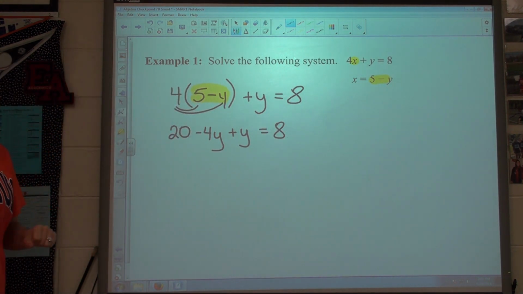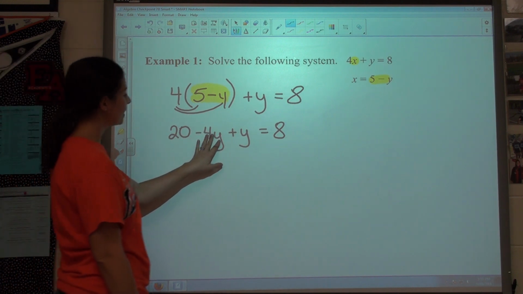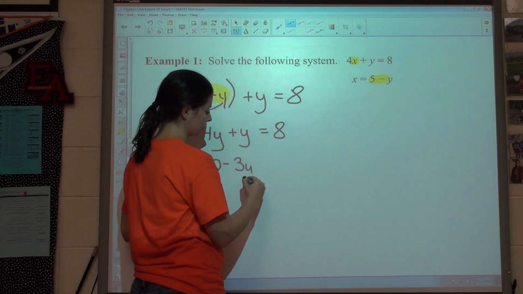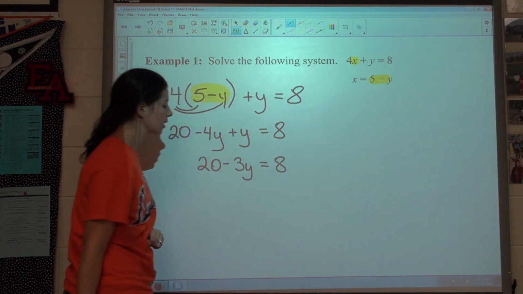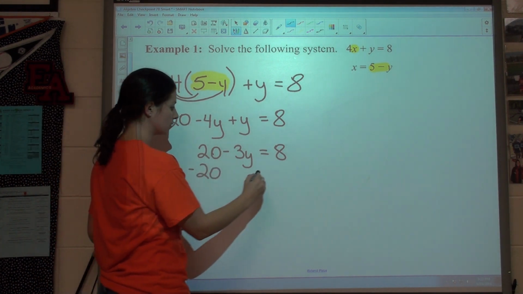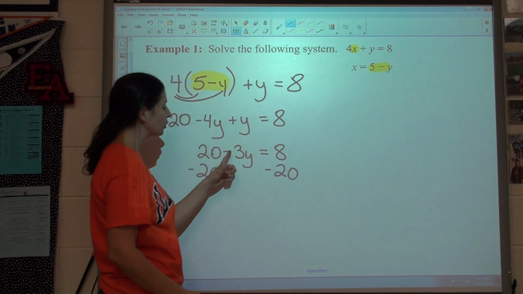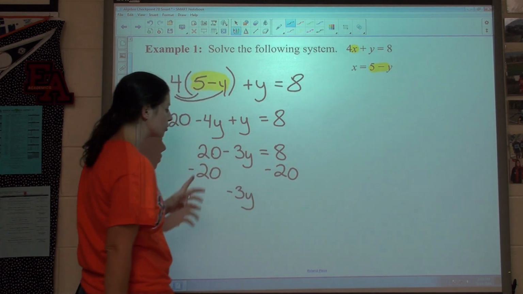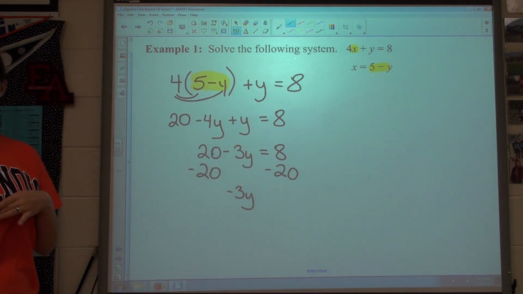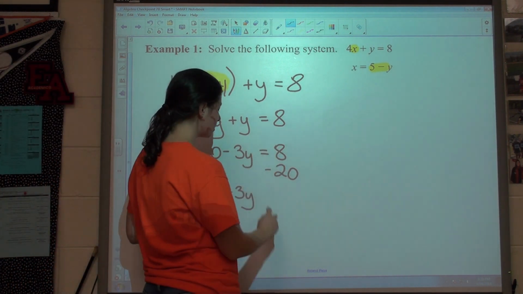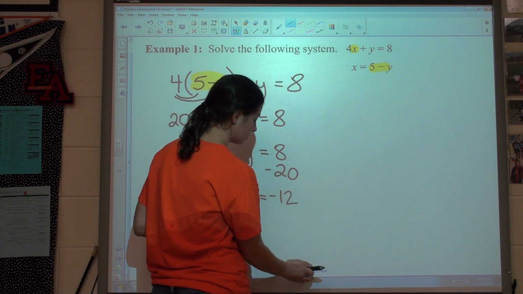The next thing you want to do is combine your like terms. Negative 4y plus y will give you negative 3y. We're going to keep solving, so I'm going to subtract 20 from both sides. Remember, you need to bring the negative down, so I should have a negative 3y. A lot of students will just bring the 3y down and forget the negative, which is going to give you a different answer. 8 minus 20 will give me negative 12.